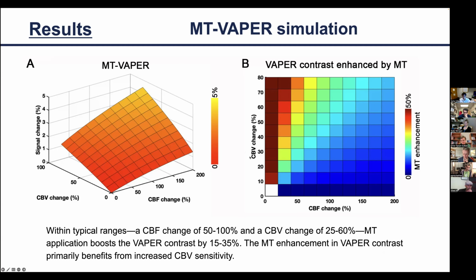And this is as we predicted, because in the model, MT improves the VAPER sensitivity mainly because of improved sensitivity to CBV. And in a typical region, for example, CBV, CBF, in brain activity, based on the simulation, MT application could improve the contrast by 30 to 35%. And this improvement is achieved primarily because of the increased CBV sensitivity. This is what the simulation tells us.